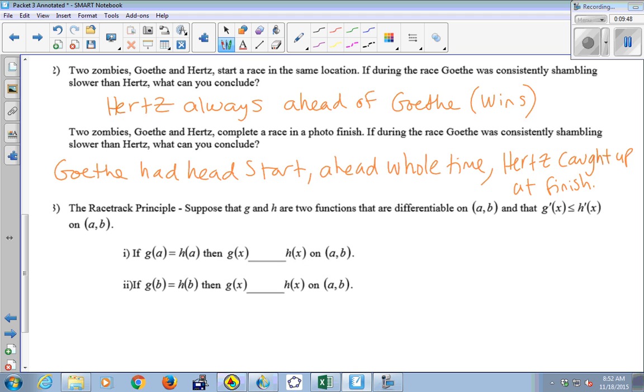Okay, so the racetrack principle says that g and h are two functions, differentiable on (a, b). G prime is always less than or equal to h prime, so Goeth is always slower than Hertz. Okay, so in both of those scenarios, Goeth was the slower zombie. Now, if they start in the exact same place, at the same time, and Goeth is always running slower, then Hertz is always ahead and will always win, right? So the way I say that Hertz is always ahead is I say greater than or equal to, right? H of x is always bigger than g of x.